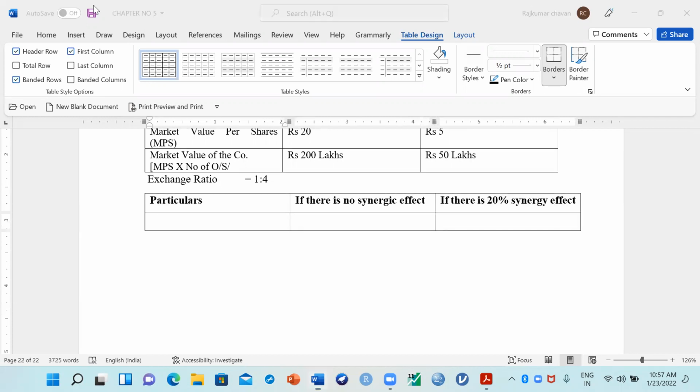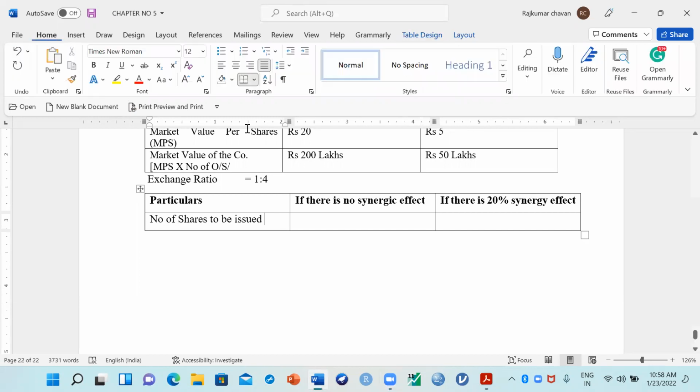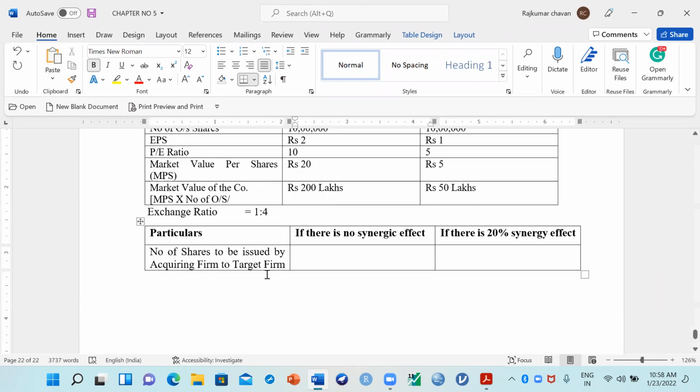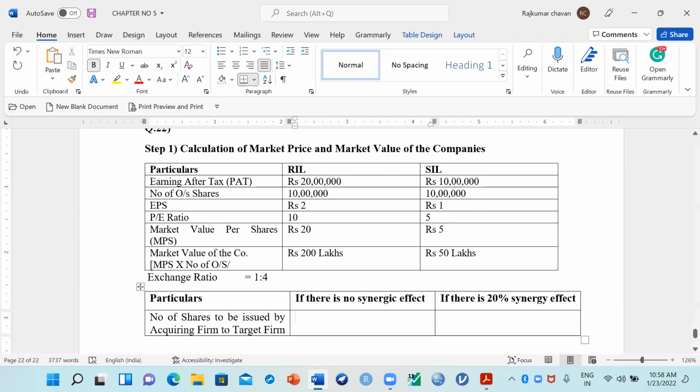Now just observe carefully, everyone. The first thing, based on the exchange ratio, I can calculate the number of shares to be issued. Number of shares to be issued by which firm? Acquiring, right? Acquiring firm to target firm. So what will be the number of shares to be issued by the acquiring firm? RIL is acquiring and SIL is the target firm.